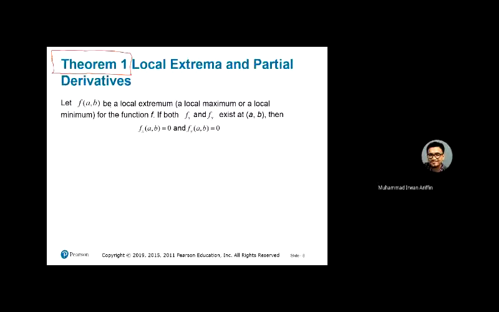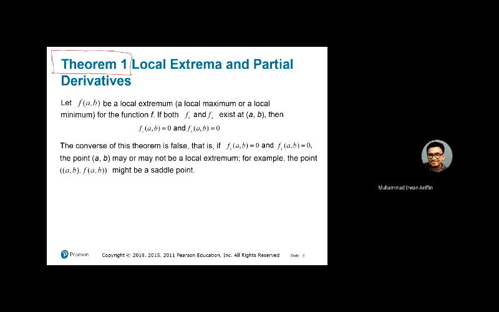So at this point A, B, the output will be a local extremum. If this is a local extremum, and if f sub x and f sub y both exist, then the slopes of the tangent lines, because now we have two tangent lines, from the x point of view and from the y point of view, at this local extremum must be 0. However, the opposite is not true. So this has to be a local extremum first, and only then would this be 0.